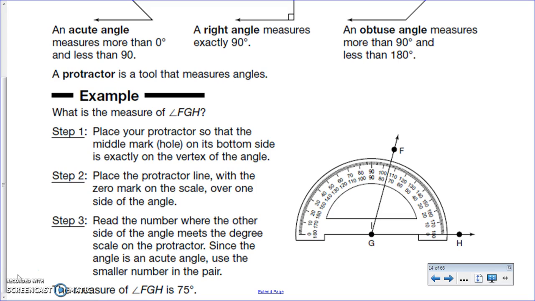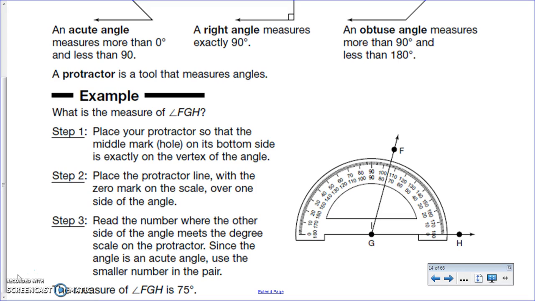So go ahead and line it up using your protractor there. And then you're going to read the number where the other side of the angle meets the degree scale on the protractor. Since the angle is an acute angle, use the smaller number in the pair. If it's close to 90 and you're not sure which one to use, you're measuring the gap between the two rays. So always find the set of numbers that has the 0 on the bottom of your angle.